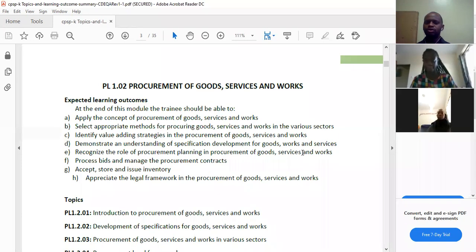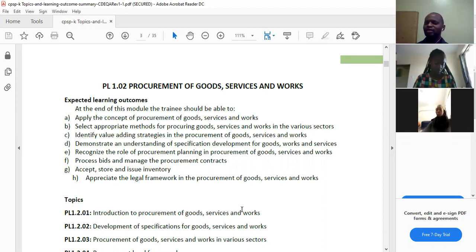Then at the end of this topic also, you'll be able to understand the role of procurement planning in procurement of goods, services, and works. Then also we shall talk about the bidding process, which is very important in procurement and procurement contracts. Remember, as we talk about procurement, what needs to come into your mind is that every procurement you do is a contract in itself, because you're entering into contracts with various contractors or suppliers. Then we'll also be able to understand some of the accepted issues that deal with inventory. When we talk about inventory, what we mean is the stock that you use in an organization. It can either be raw materials, work in progress, or finished product.